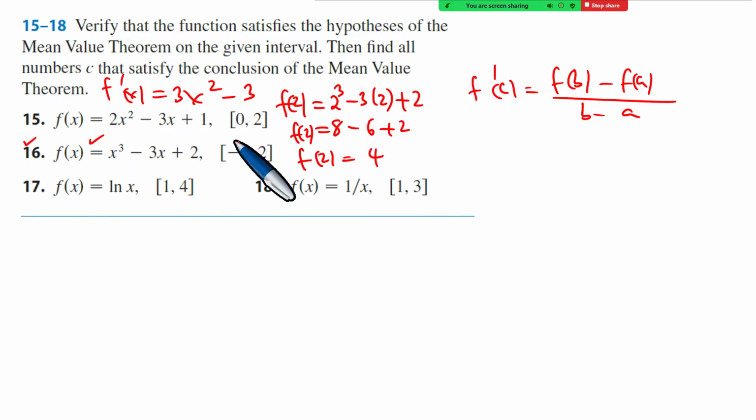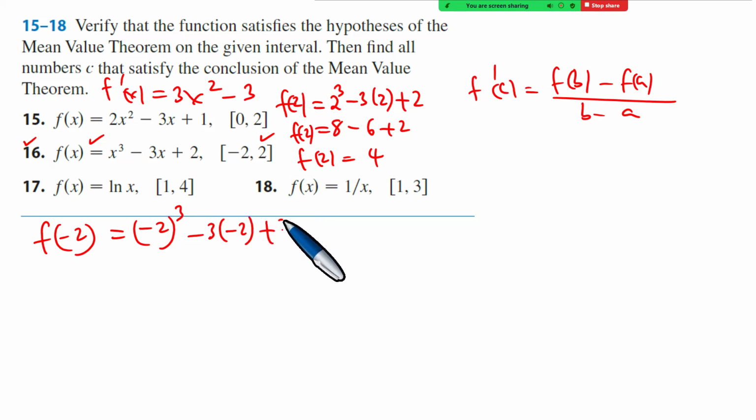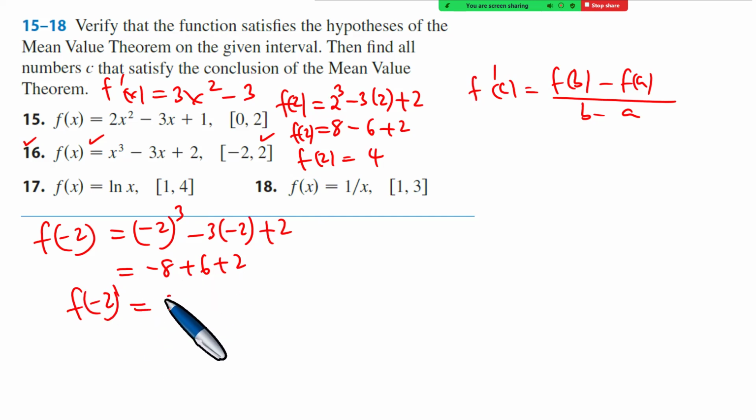Focusing on number 16, we have evaluated the function f at one of the endpoints of the interval. The next step is to evaluate the function f at the other endpoint, negative 2, of the closed interval. Which means we'll have f of minus 2. We plug into the function: minus 2 cubed minus 3 times minus 2 plus 2. With this, we have exactly minus 8 plus 6 plus 2. Therefore f of minus 2 is exactly 0, because 6 plus 2 gives us 8, and 8 minus 8 is 0. Okay, we're good.